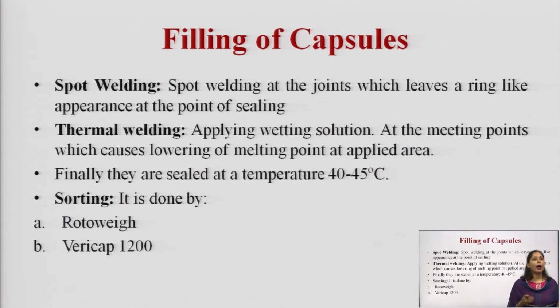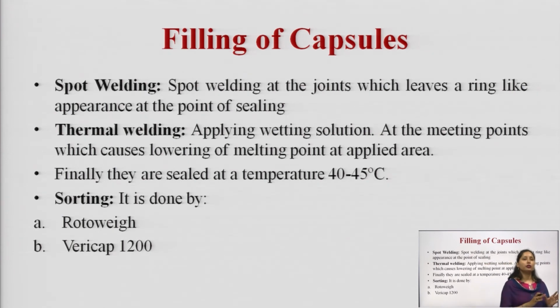Then thermal welding: applying wetting solution at the meeting point, which causes lowering of the melting point at the applied area. Finally, they are sealed at a temperature of 40 to 45 degree centigrade. In thermal welding, we apply the wetting solution. The role of the wetting solution is just to lower the melting point, and finally we fuse the cap and the body portion thermally at 40 to 45 degree centigrade. These are the 4 different processes of sealing of the capsule.